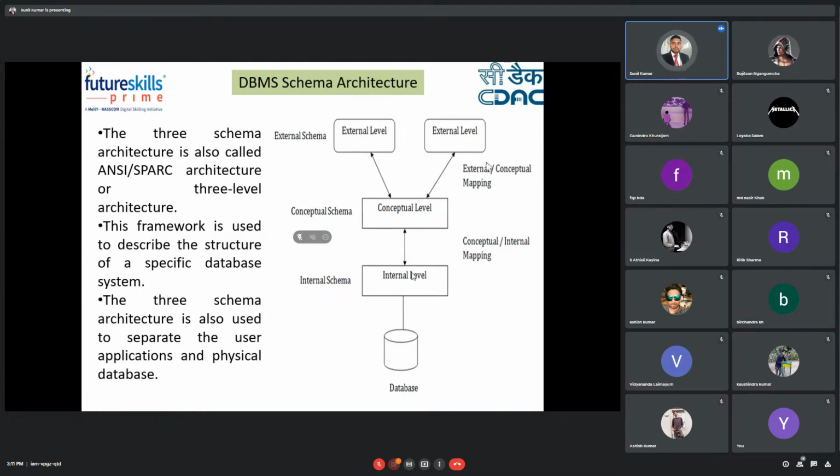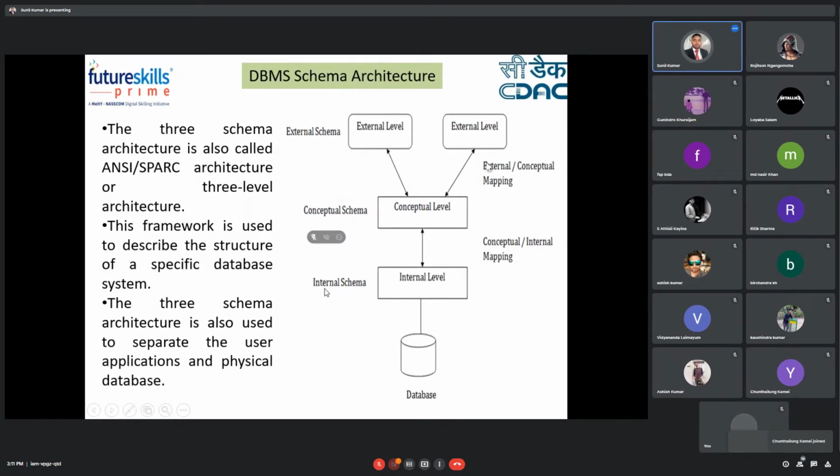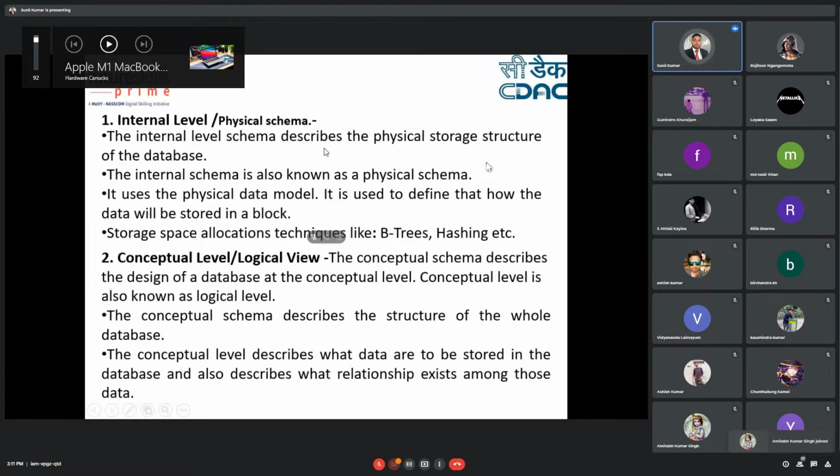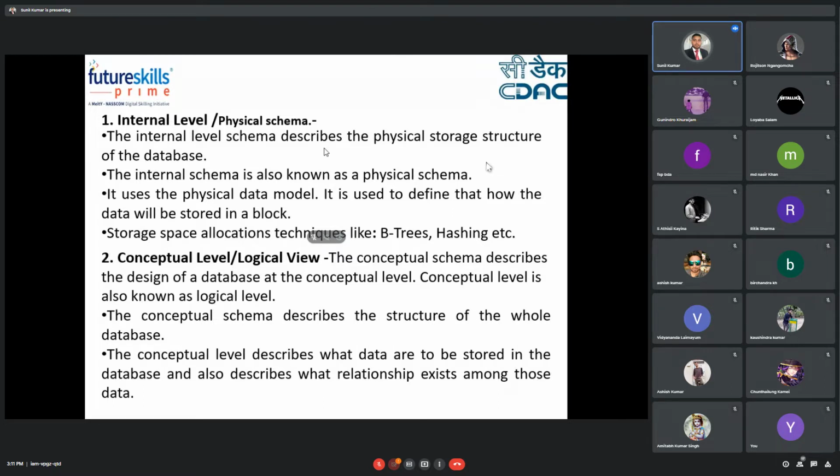And what is the basic aim of describing this schema architecture? Basically, the main aim of this architecture is to describe how data is stored in the database, how data is processed by the users, and how internal components work to process the requests of users. We can explain this in depth, starting with the internal level schema. Internal level schema basically describes how data will be stored in the physical storage.